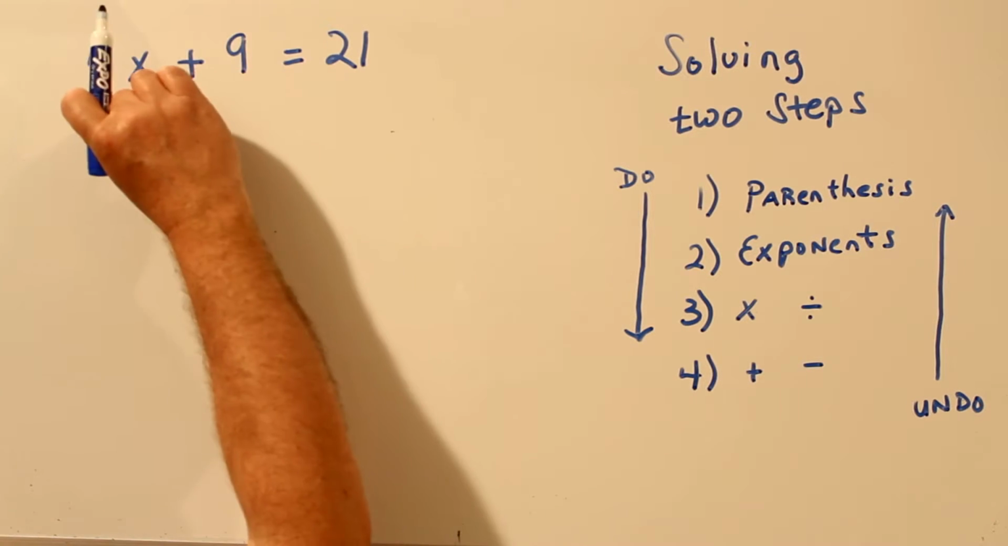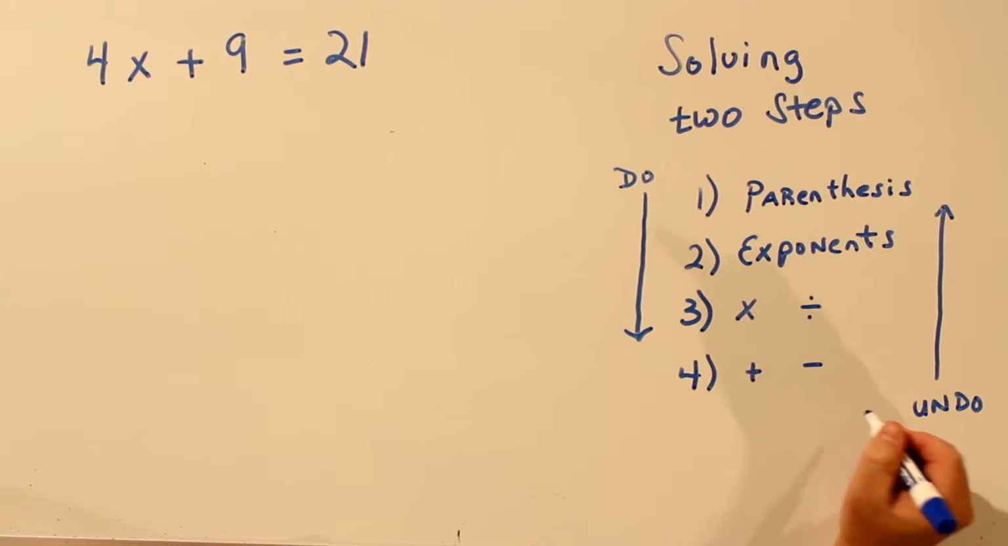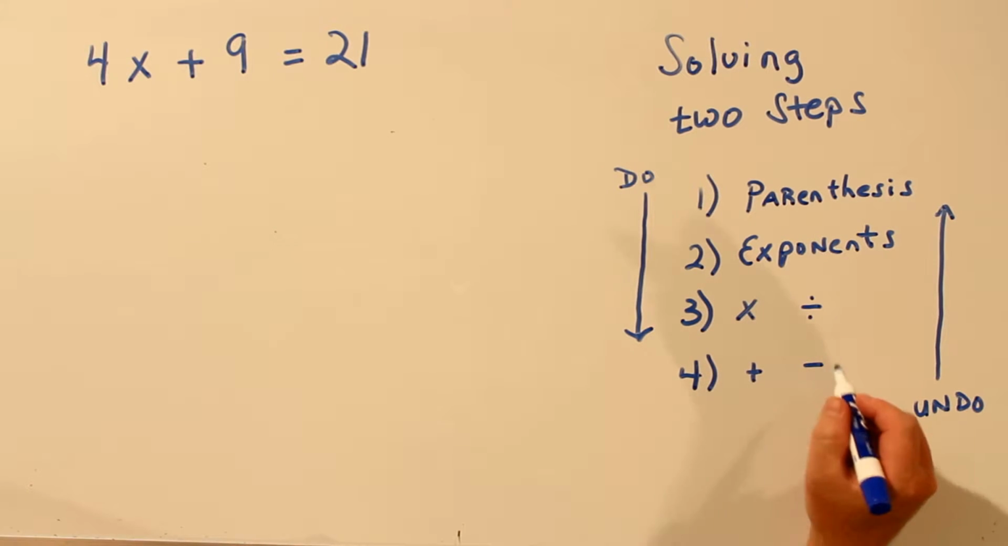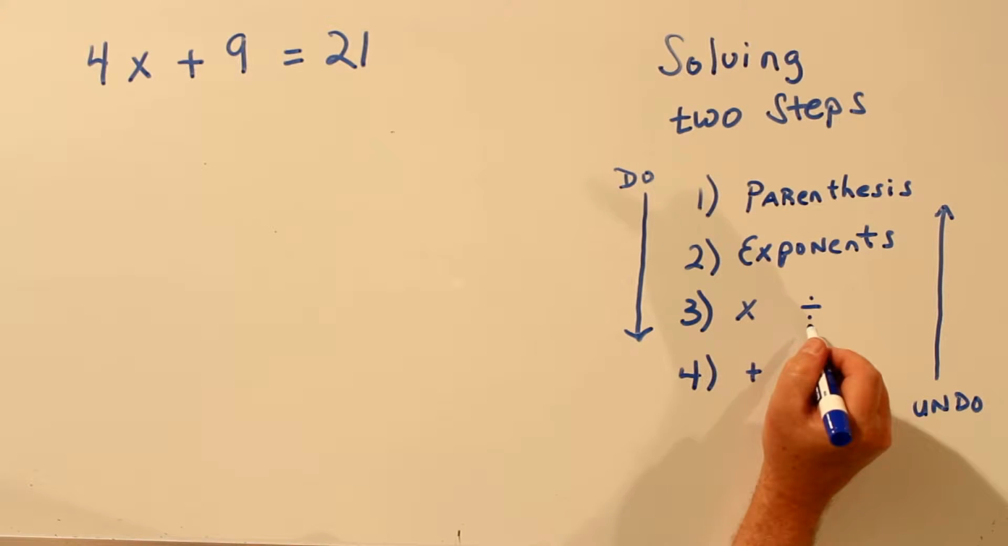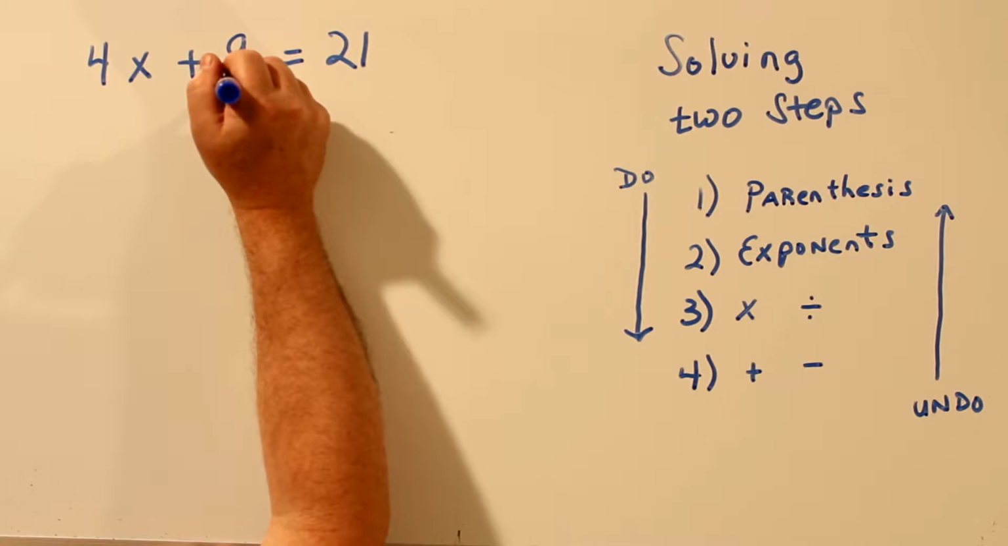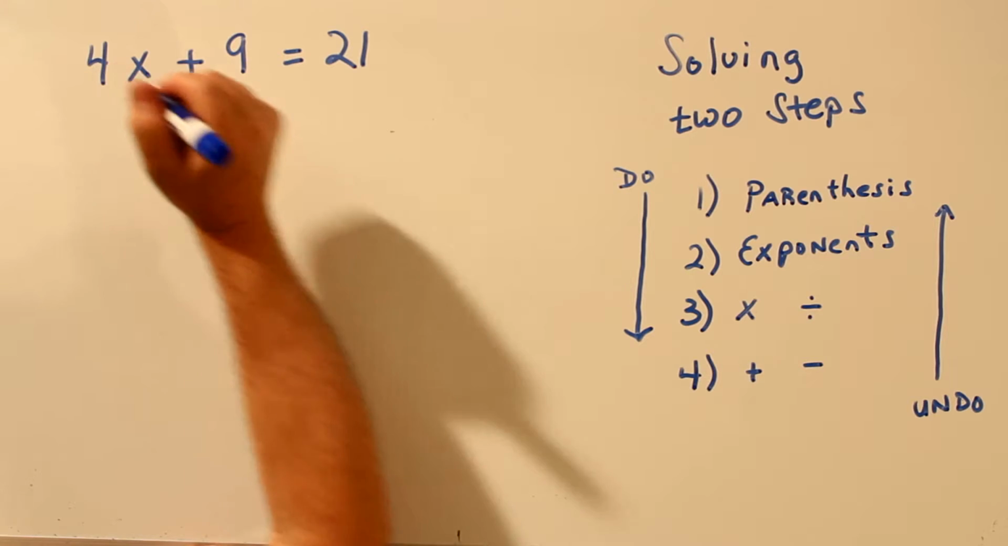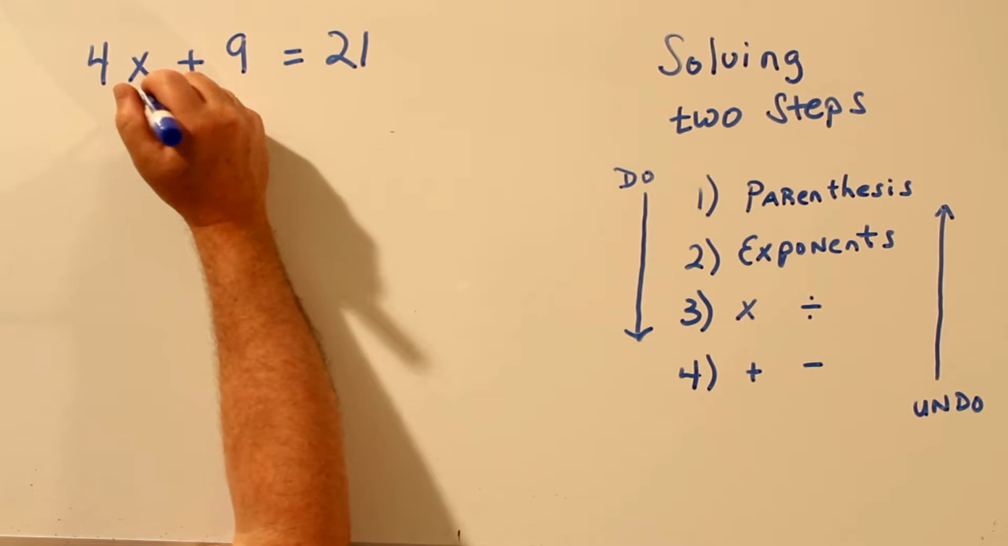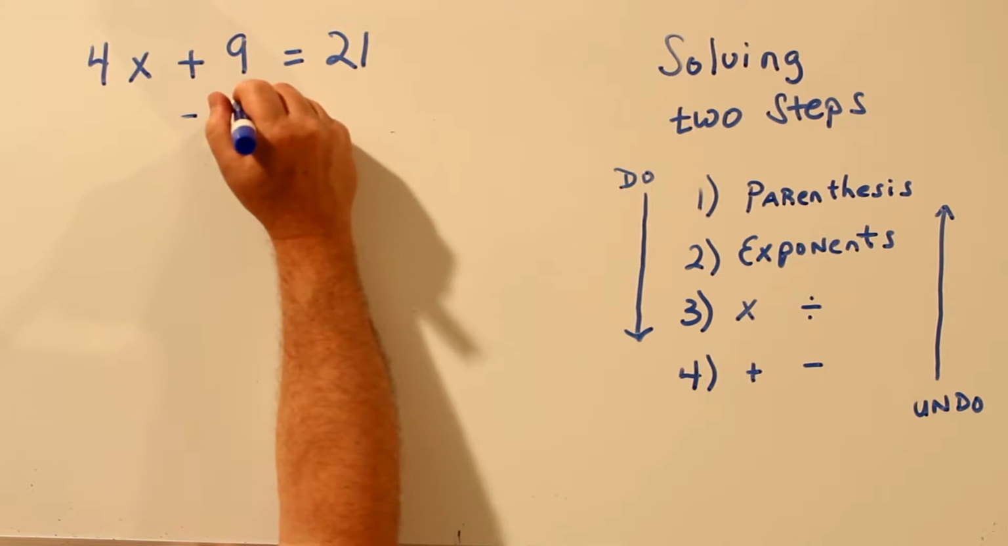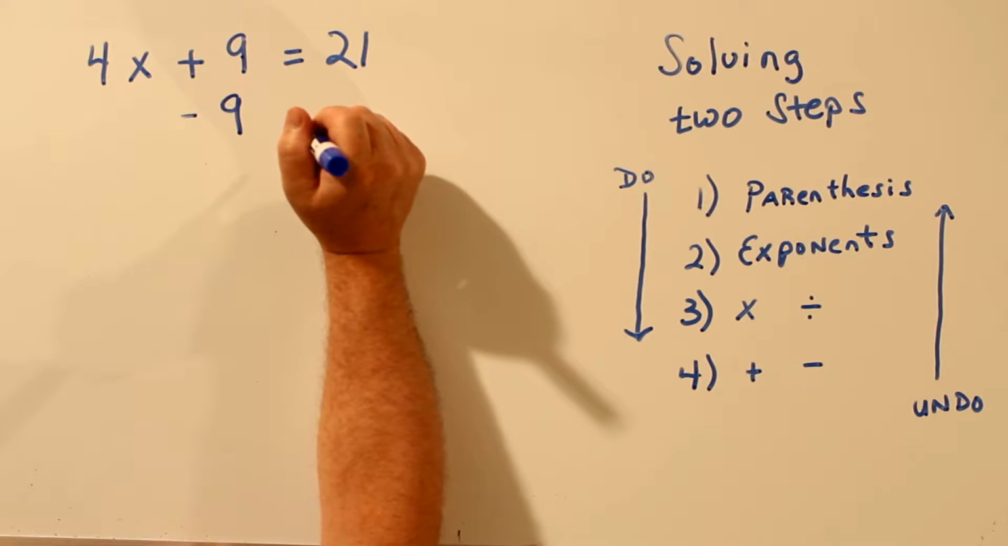But to undo the order of operations, we're first going to undo addition and subtraction. Then we're going to undo multiplication and division. That means we're going to subtract the 9 before we divide by 4. So in order to get x by itself on this side of the equation, we're first going to subtract 9 to undo the 9, the addition of 9.